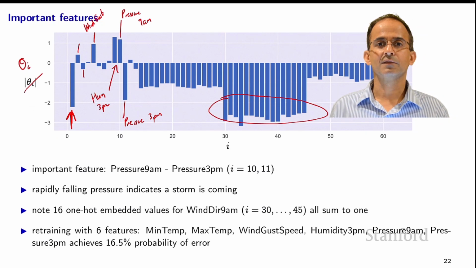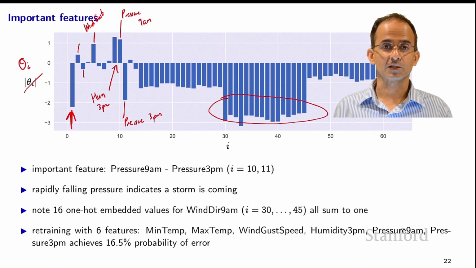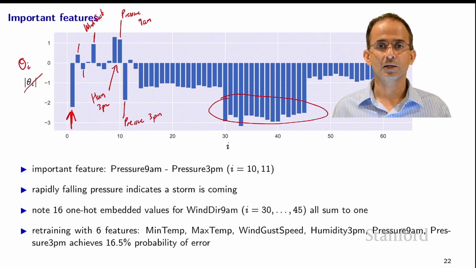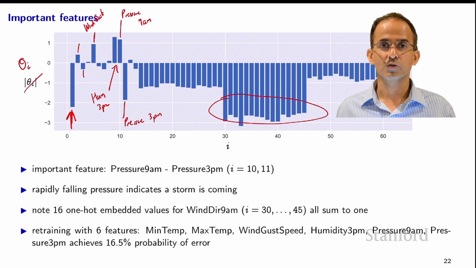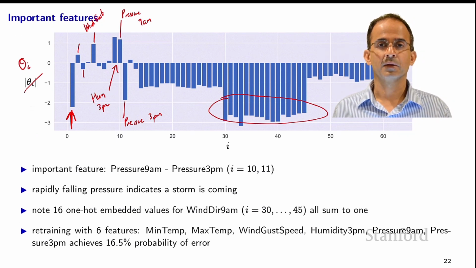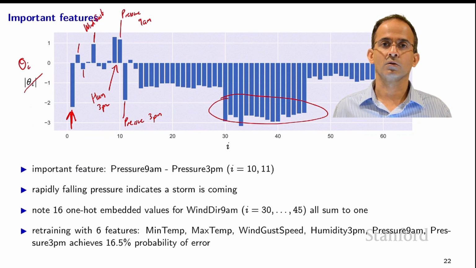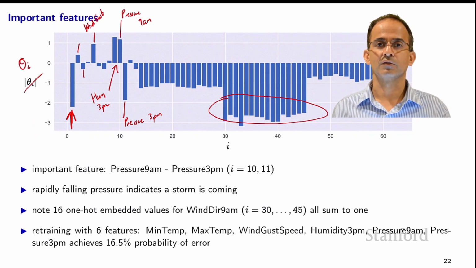Since those are the significant features, we can simply say let's retrain our predictor using only those 6 features: the min temp, the max temp, the wind gust speed, humidity at 3 p.m., pressure at 9 a.m., and pressure at 3 p.m. And if you do that, then you end up with a classifier that achieves a probability of error on the test set of about 16.5%, which is basically the same as the classifier we had with all of these features. And so the rest of these features are irrelevant at predicting rainfall, at least with the current linear predictor.